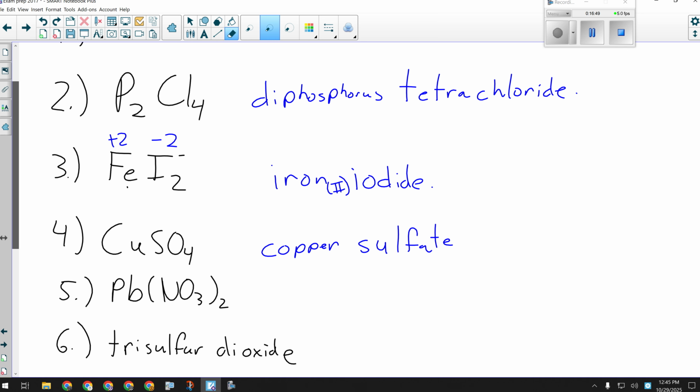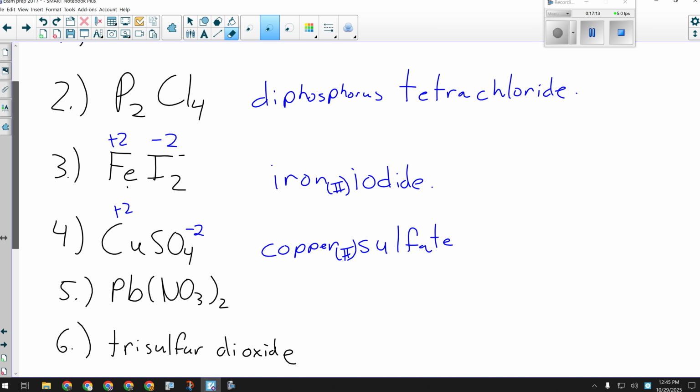Okay, anything else I need to do with that? I need a Roman numeral. Copper can be a 1 or a 2. Okay, sulfate is always a -2. How many sulfates are there? 1. Okay, so that means I've got to get 2 positives from the copper. So it's copper 2 sulfate. Okay.